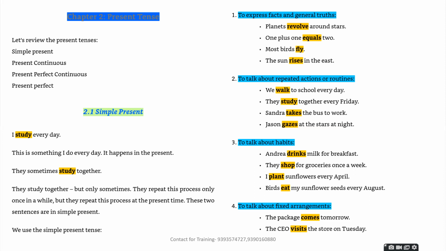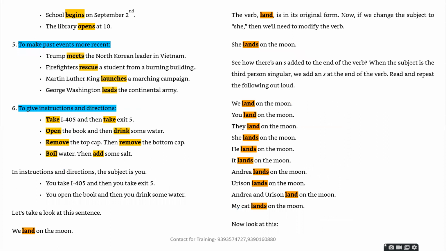We use the simple present tense to express facts and general truths, to talk about repeated actions or routines, to talk about habits, to talk about fixed arrangements, to make past events more recent, to give instructions and directions. So these are the practices. Everyone has to practice them.